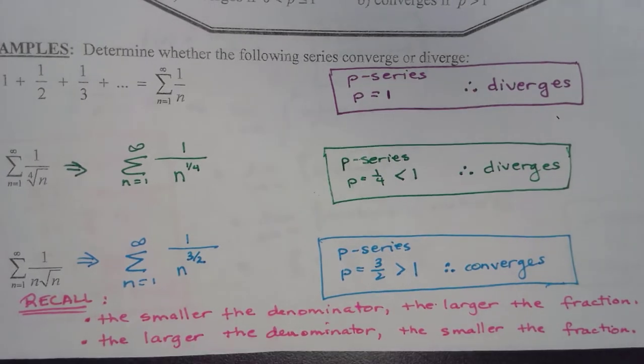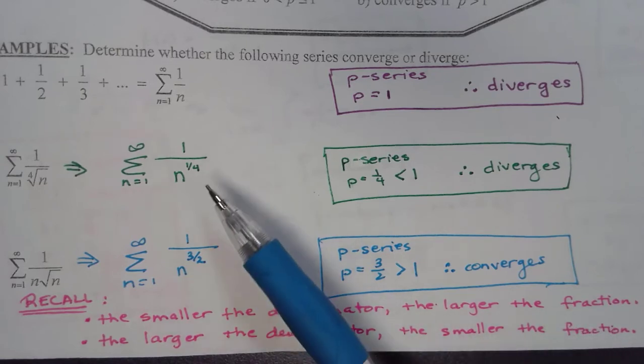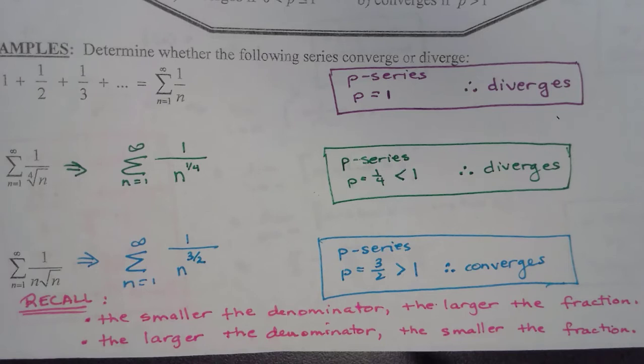Let us recall, the smaller your denominator, the larger the fraction value is. The larger the denominator, the smaller the fraction. Compare 1/10 to 1 over 100. The larger number you have in the denominator gives a smaller value of the number. We know that 1 over 100 is clearly smaller than 1/10.